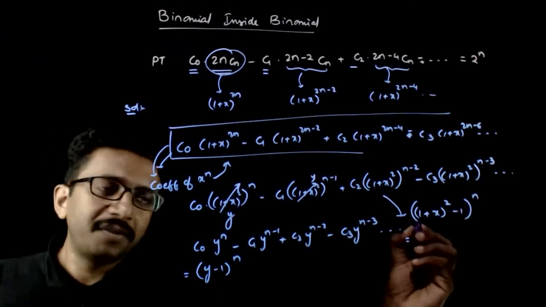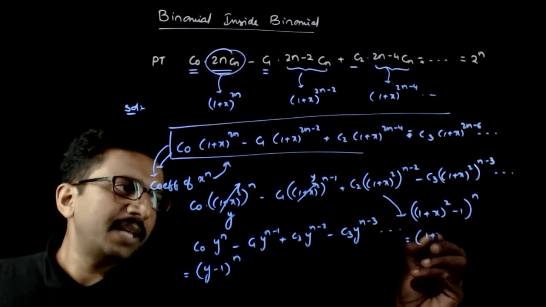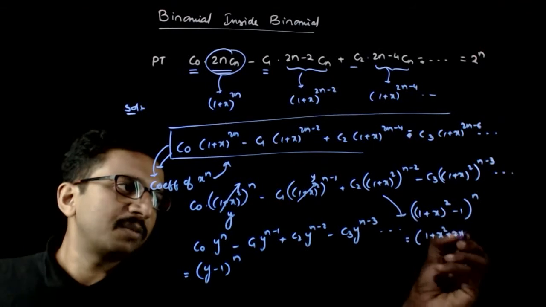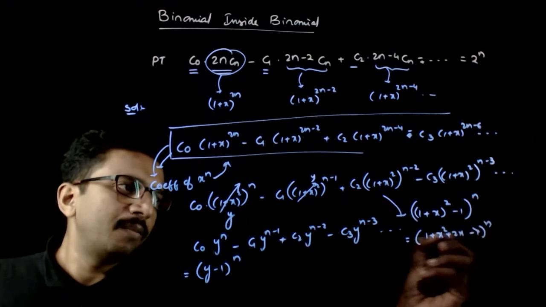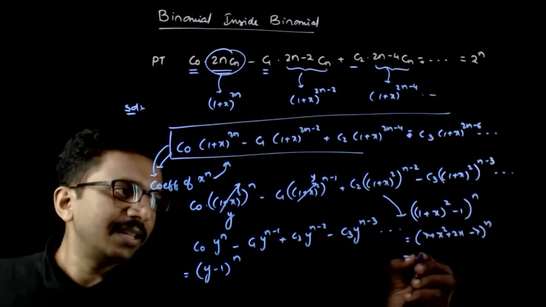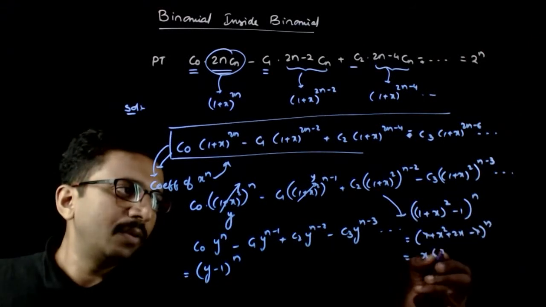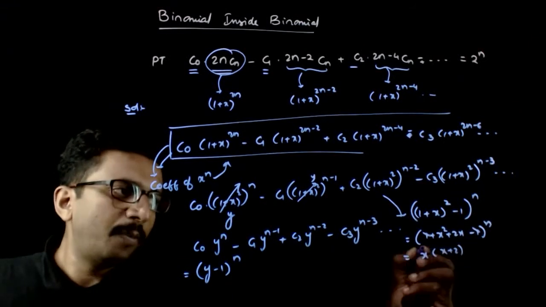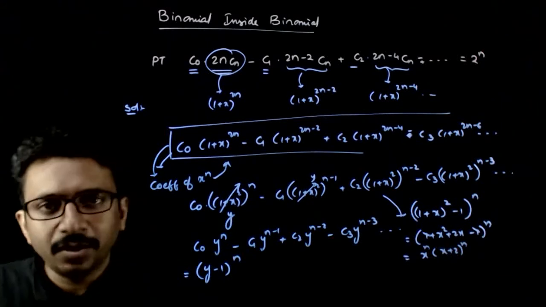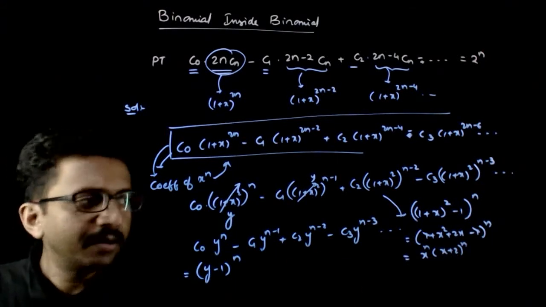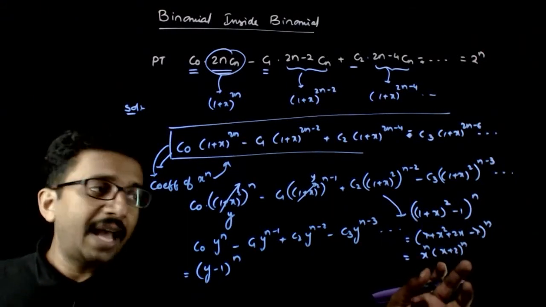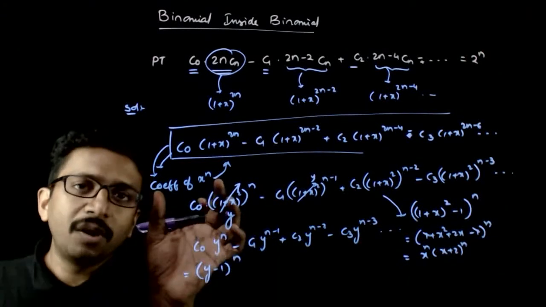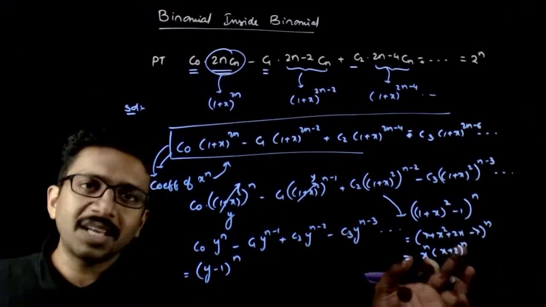If you expand this, (1 plus x square plus 2x minus 1) whole power n, the minus 1 and plus 1 get cancelled, and that is equal to (x into (x plus 2)) whole power n, that is x power n into (x plus 2) whole power n. Effectively you want the coefficient of x power n in this expression.